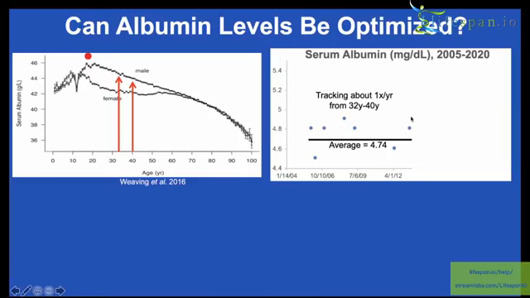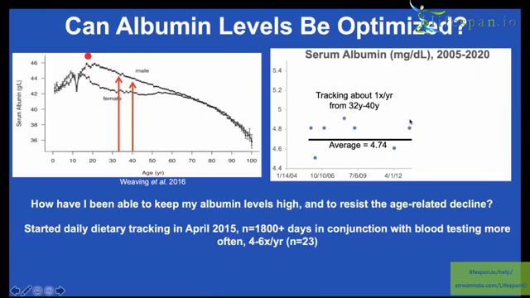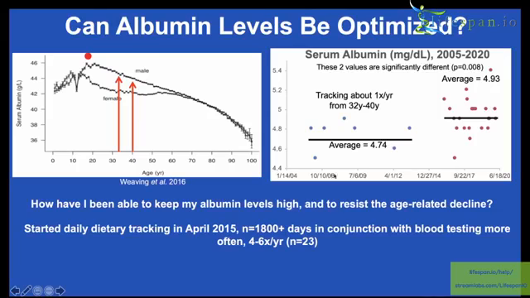So then in 2015, I started tracking more often. I started dietary tracking and blood testing 4 to 6 times a year. So I have 23 data points now for albumin in the last 5 years. And what we can see is that I've been able to increase my albumin levels from the 4.74 to 4.93, and using a t-test, these values are significantly different. So now I'm even higher off the chart than I was before, when I should be somewhere here, and there should have been some age-related decrease. So I've been able to resist the age-related decline in albumin.